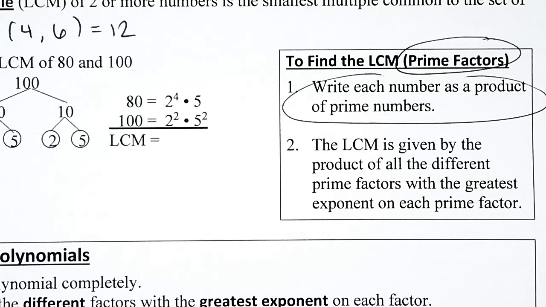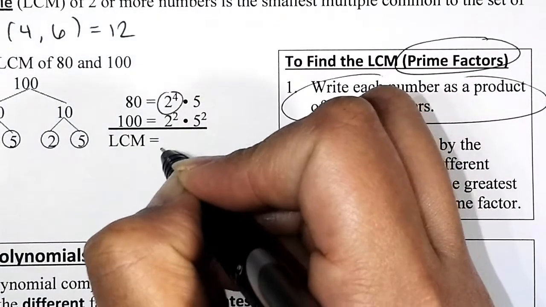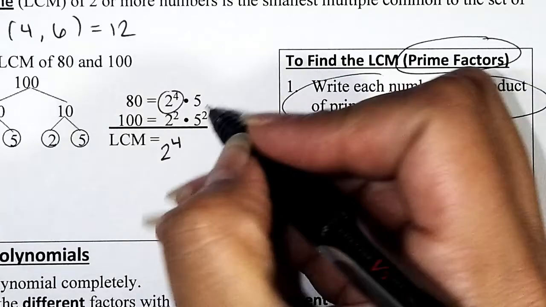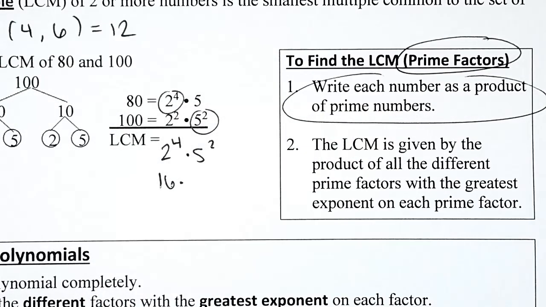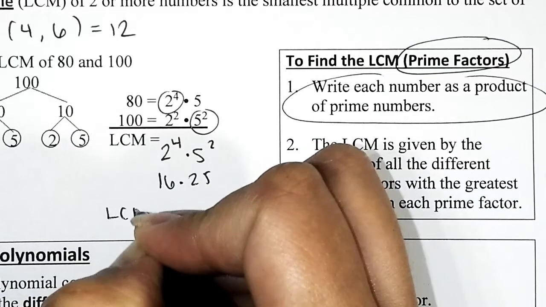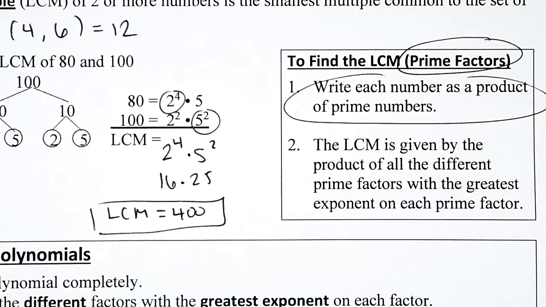So the first prime factor that I see is 2. It's recycled elsewhere, so we're going to have to use the biggest exponent, which in this case is 4. A different prime factor that I see is a 5. It's recycled elsewhere, so I have to use the biggest exponent, which is 2. 2 to the 4th power is 16. 5 squared is 25. And last time I checked, the product of 16 and 25 is 400. So no matter how you found the answer, the least common multiple between 80 and 100 is 400.